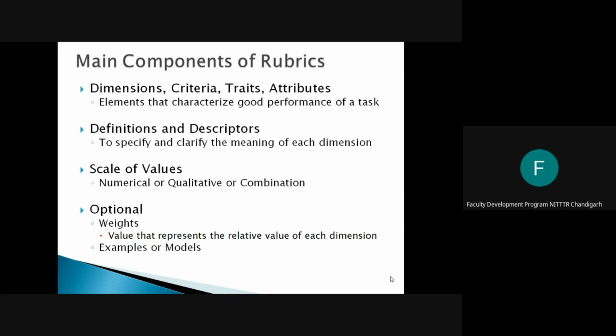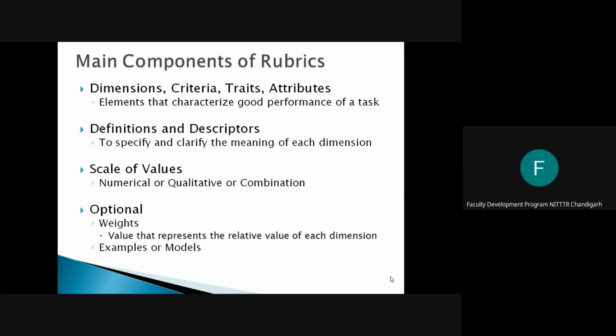The third thing is called scale. You have a scale. Now scale can be numerical or qualitative or a combination. Let us have an example. Numerical, either you say 1, 2, 3, 4, 5. 1 means you are the best, you are excellent, and 5 means you need to improve. Otherwise you can have excellent, very good, good, need to improve, poor.